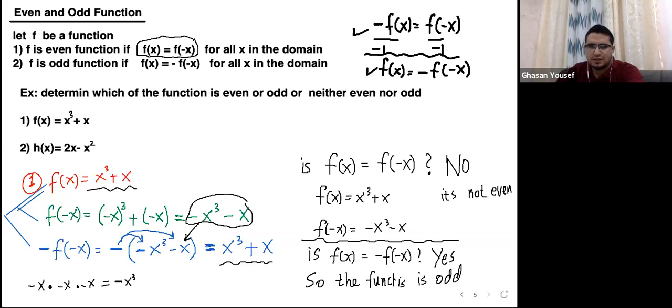So it's not even. Now to check the second one, you have to ask yourself, is f of x equal to minus f of minus x? Is the red one the same as the blue one? As we see here, x cubed plus x, and here we have x cubed plus x, and they are equal. This means the function is odd. So I have to say the function is odd. Is it clear?